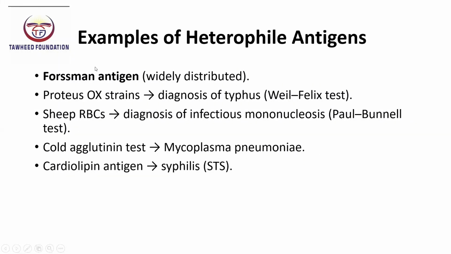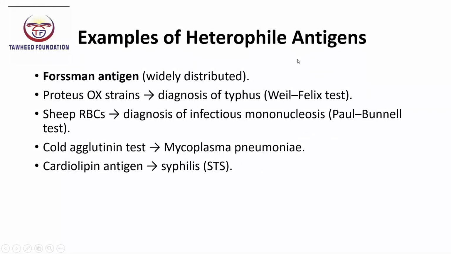As I mentioned earlier, Forssman antigen is widely distributed. Proteus OX strains, diagnosis of typhus, through the Weil-Felix test. Sheep RBCs, diagnosis of infectious mononucleosis, that is Paul Bunnell's test. Cold agglutinin test, that is mycoplasma pneumonia, and cardiolipin antigen, syphilis, STS. So, in addition to the conventional tissue-specific antigens, there are certain antigens called heterophile antigens.